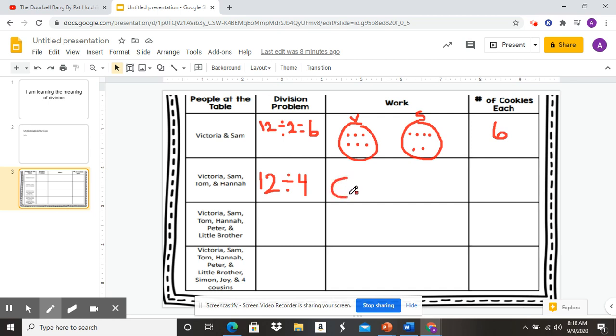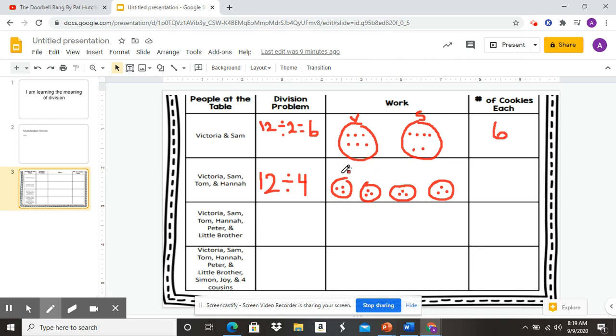So that's 1, 2, 3, and 4, okay? I want to share them equally, so I'm going to give each one a cookie. So that's 1, 2, 3, 4. But I have 12 cookies to give, so I'm going to keep going. That's 5, 6, 7, 8, 9, 10, 11, and 12. So I've hit 12, and that's the number of cookies I have.